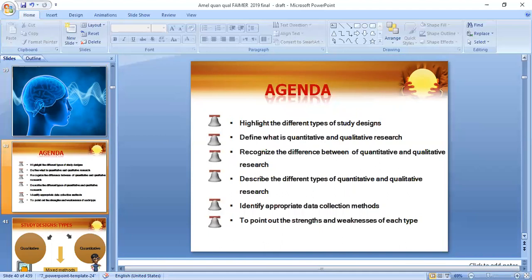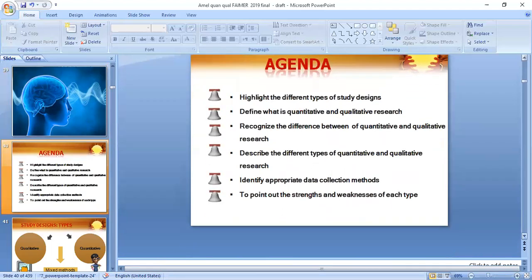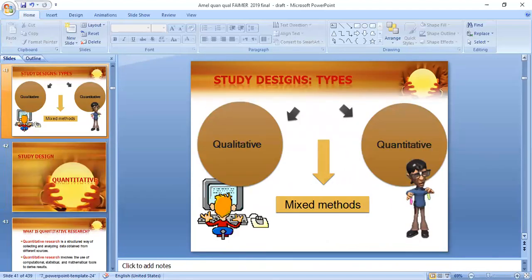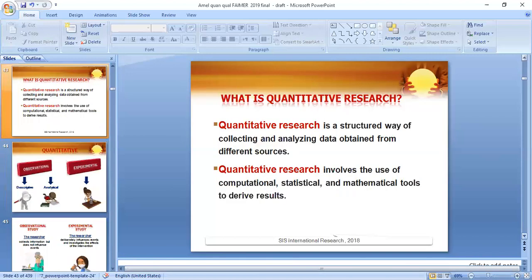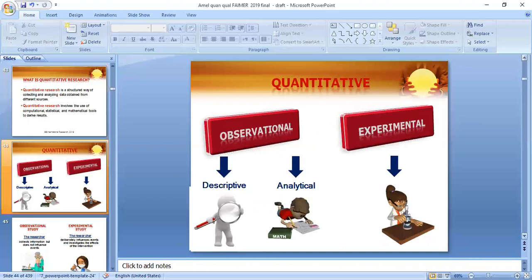Again, what about quantitative research? Quantitative research, as we said, it is concerned with the numbers. So quantitative research is a structured way of collecting and analyzing data obtained from different sources. It involves the use of computational, using statistical, mathematical methods in order to drive results.